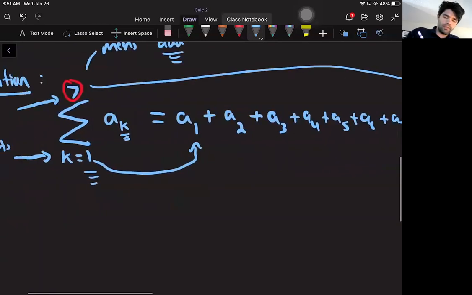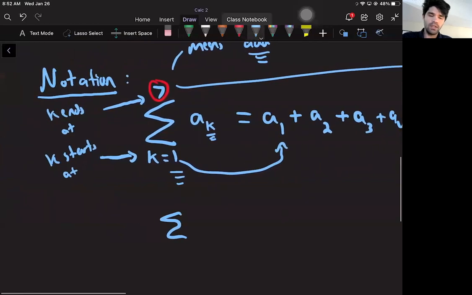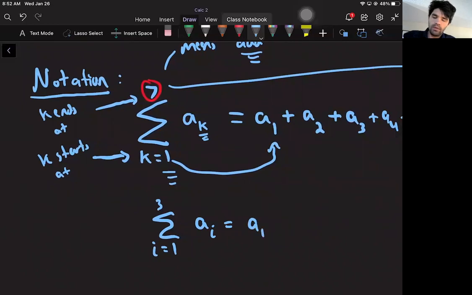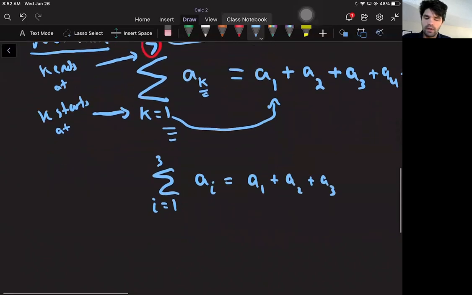So just another example is you could change the notation around a lot. So basically whatever letter you put in here, so often people use I, is what needs to be here. So now if I wrote AI instead of AK, if I just change the name of the index to I, it still works exactly the same. So this would still be replace I with 1, replace I with 2, replace I with 3, and add them up.